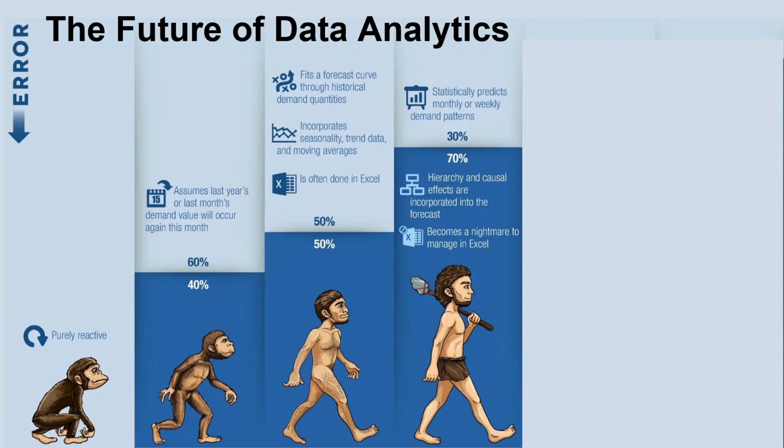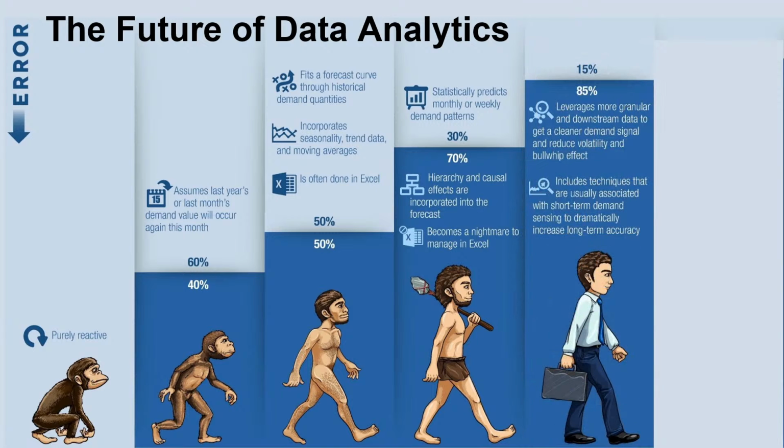So now we know how to use tools, and we know how to identify the causes and effects, and we incorporate this into our forecast models. Then we can use that to predict something with finer grain, meaning it is no longer just last year, last month, last season. We can statistically predict up to monthly or weekly demand patterns. So this is how we have improved, to a 30% error rate and 70% accuracy. And if you notice, there's a line here. It becomes a nightmare to manage in Excel, because Excel can no longer handle that amount of large data and take into account different causes and effects.